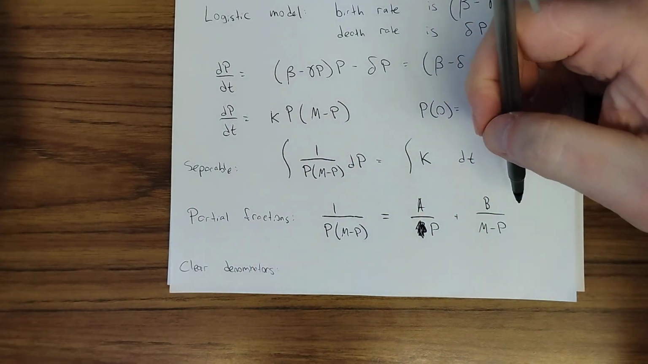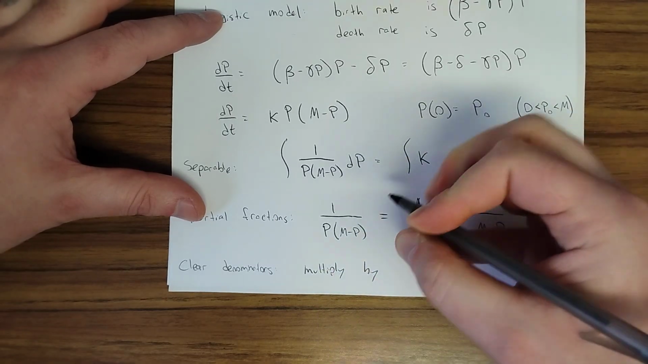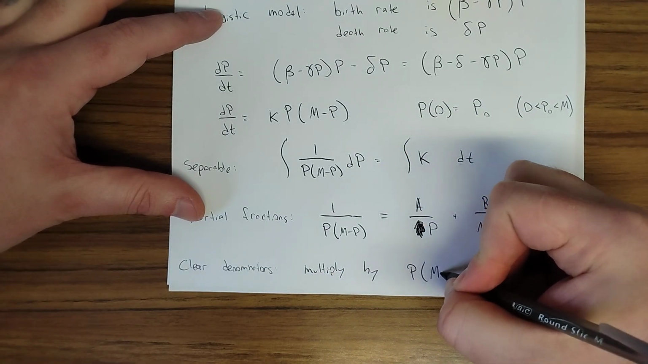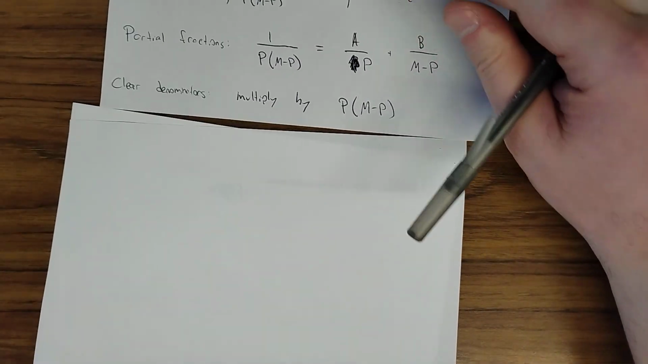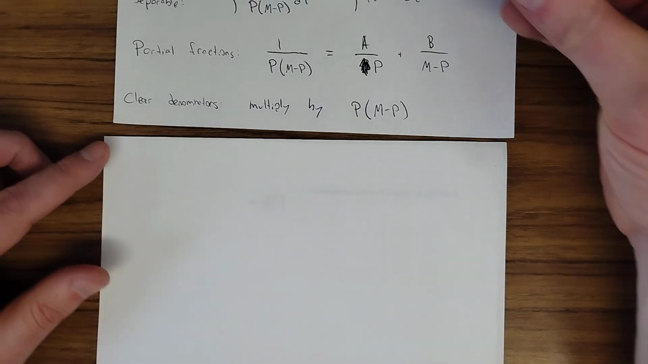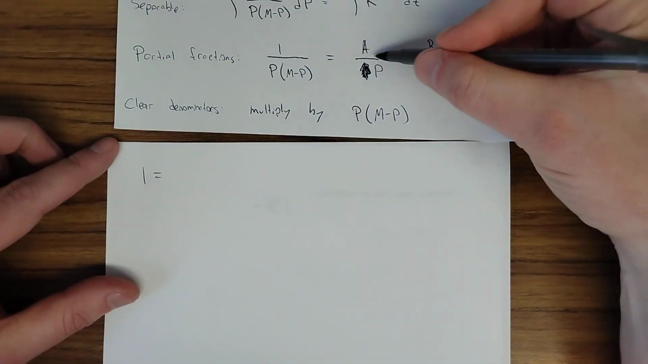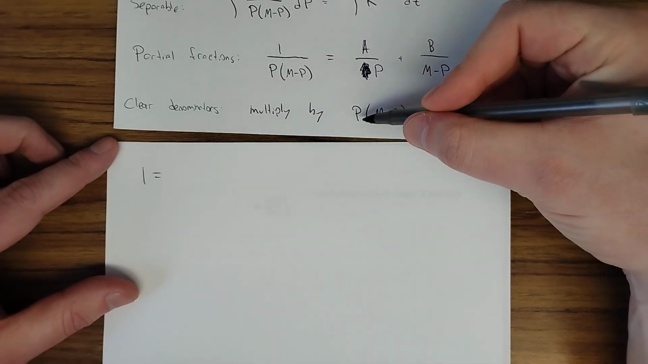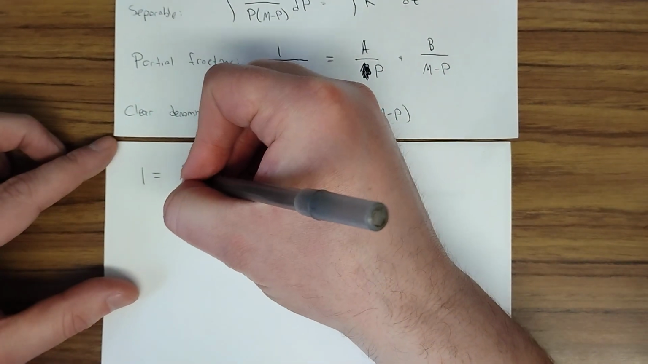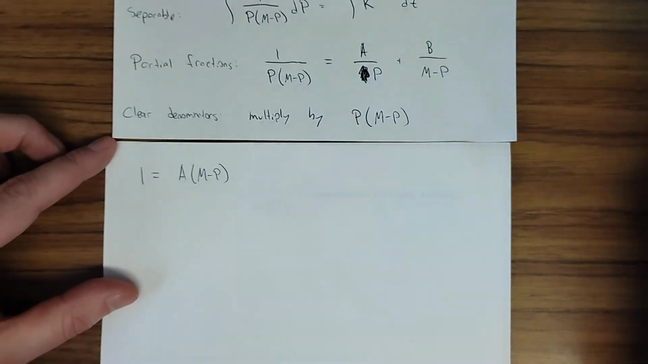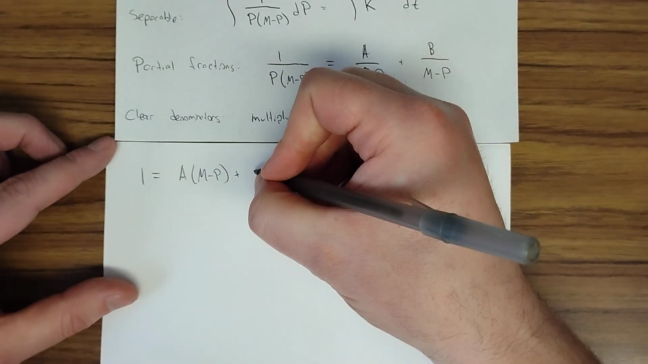So I'm going to clear the denominators. In other words, I'm going to multiply by p times m minus p on both sides. On the left side, of course, everything just cancels and I just get 1. On the right side, I have to be careful and distribute carefully. So when I distribute this here, the p cancels, but the m minus p stays. When I take this here, the m minus p cancels, but the p stays.